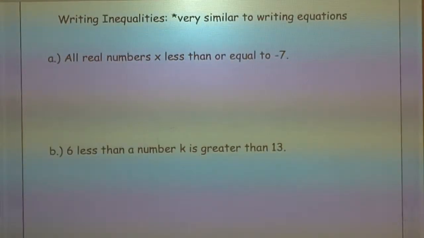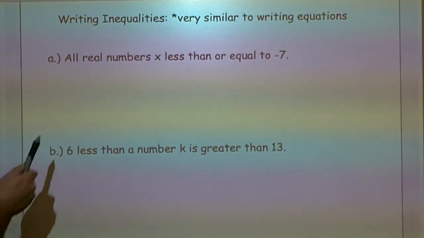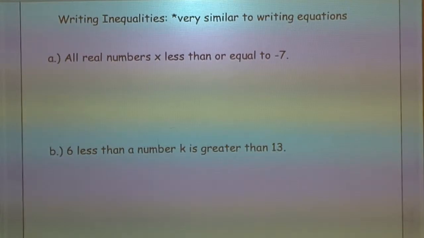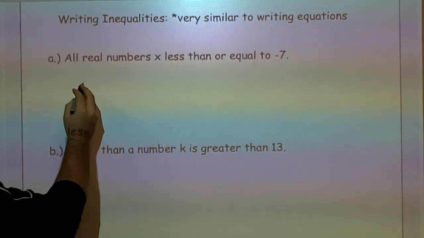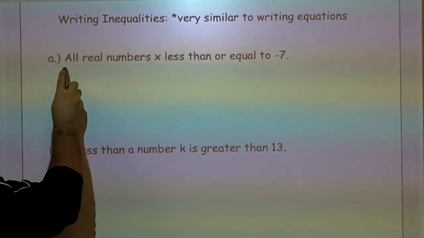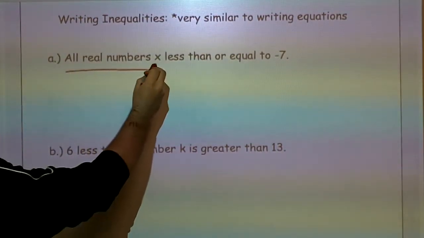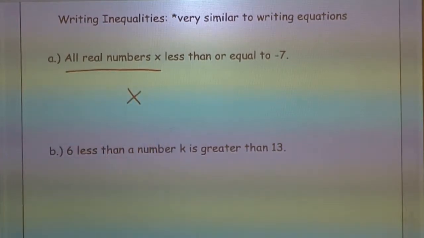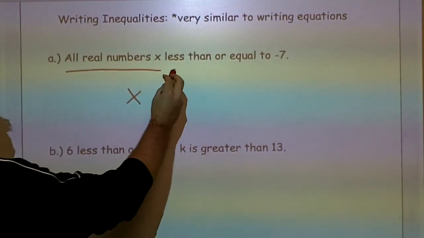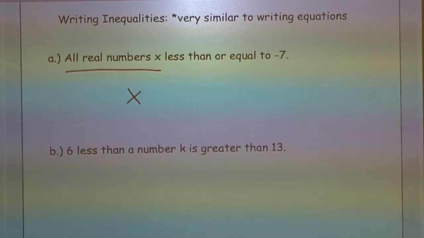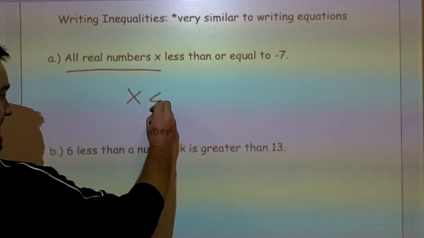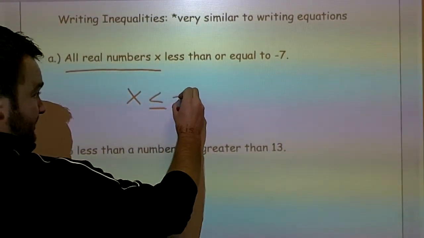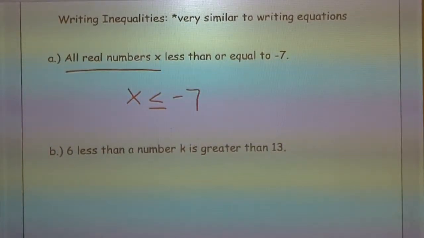Now, let's take a look at some actual examples of writing those inequalities. And again, this is very similar to how we write an equation. Letter A says all real numbers x less than or equal to -7. We're going to take a look at just the first half of that: all real numbers, and x is our variable, so we're just going to say all real numbers x, and since it is less than or equal to -7, x is less than or equal to -7. Not too tough.